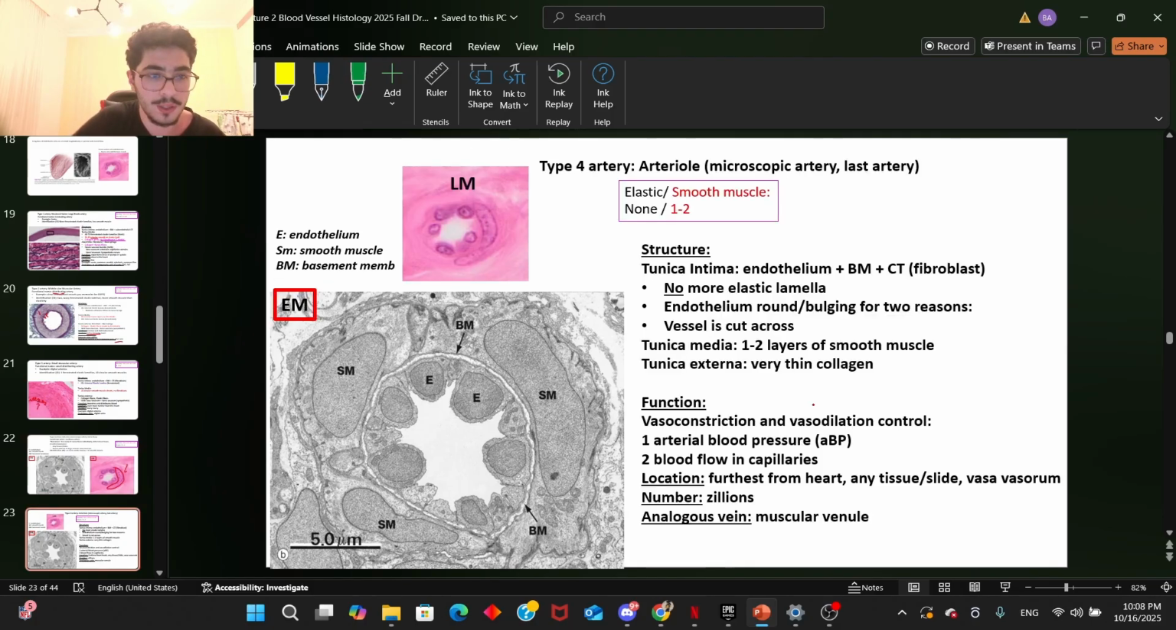Okay, let's move on to the next one. This is again the structure: the intima, a single endothelium and basement membrane with loose connective tissue, always the same.